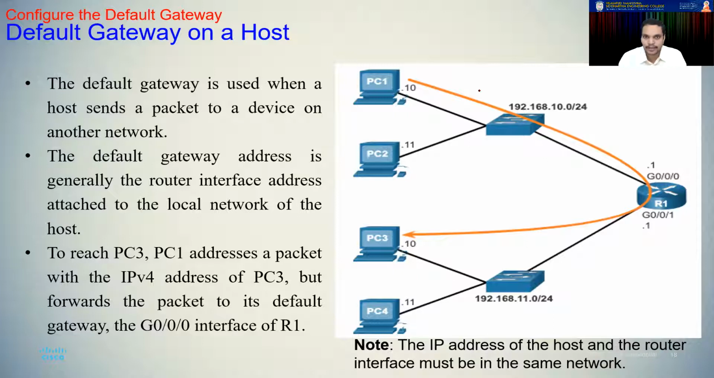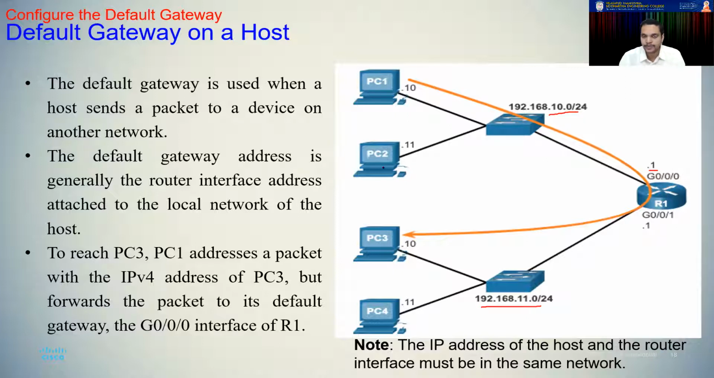Similarly, take as an example here: PC1 and PC2 belong to this network. If PC1 wants to talk with PC3 or PC4, which belong to another network, it has to go out of this network. For packets to traverse out of PC1, the default gateway will be the interface to which this router is connected. So the interface of the router which is connected to this network, and which has an IP address of that particular network only, will become the default gateway.